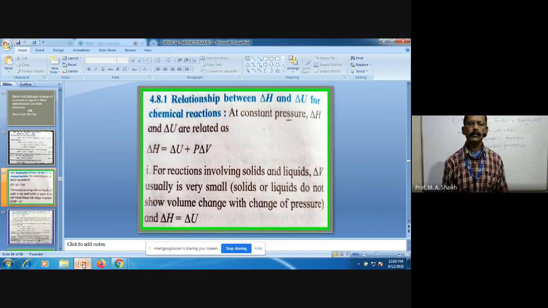Okay, now we'll go to the next slide. See the heading, relationship between delta H and delta U for chemical reactions.